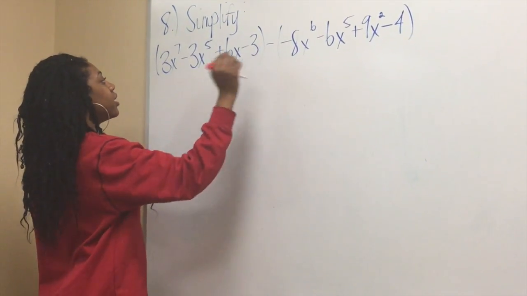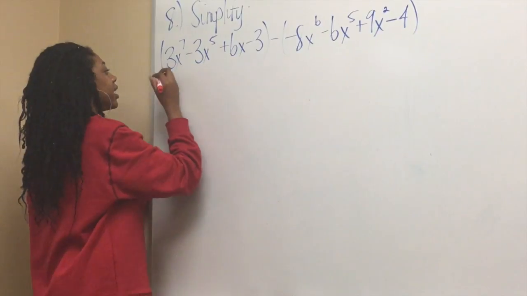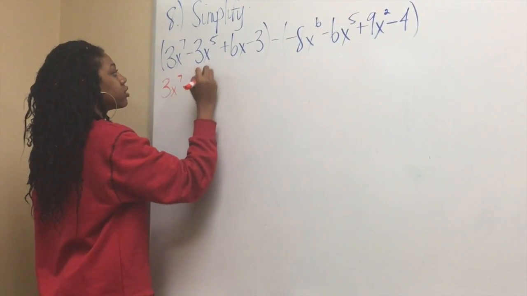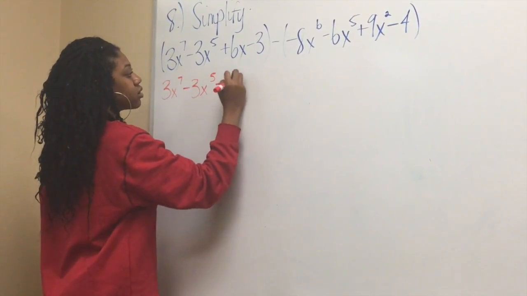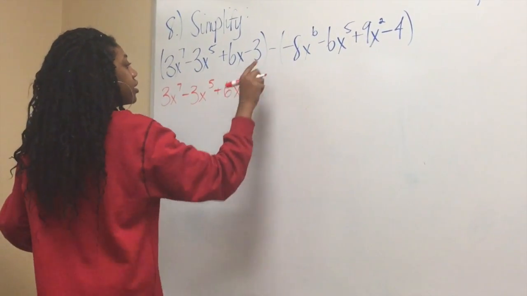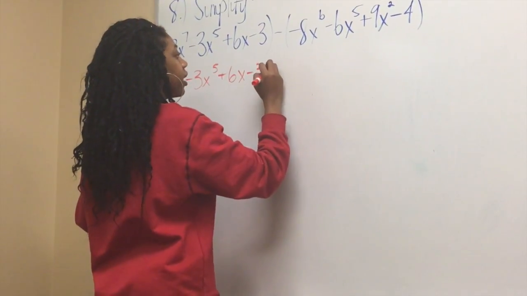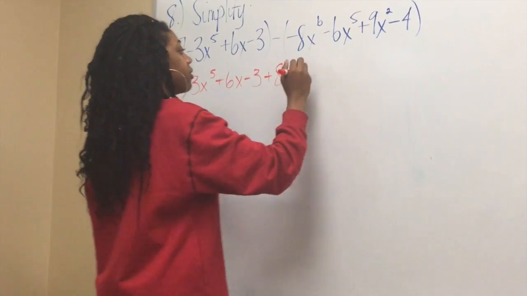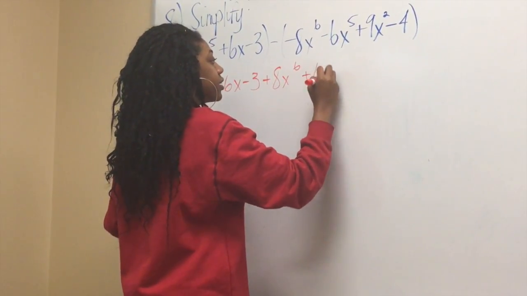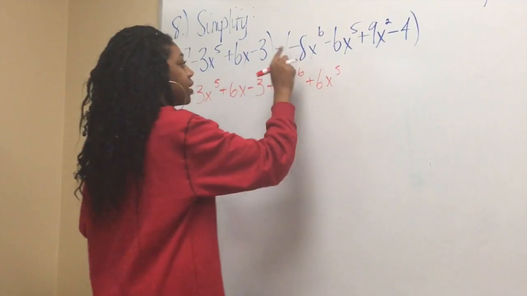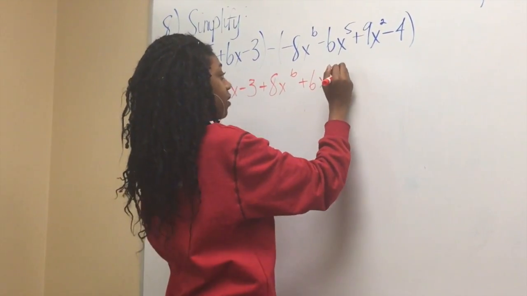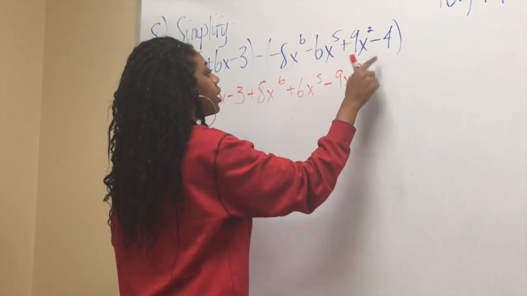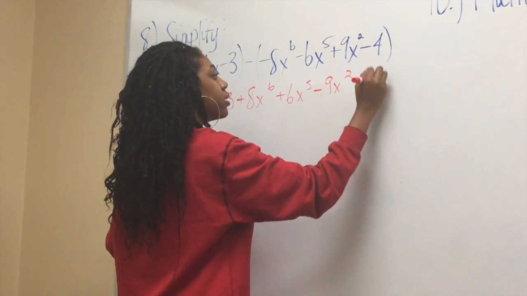Shifting this negative sign here. So I'm just going to write out this side first. Two negatives make a positive, so we're going to have positive 8x to the 6th power. Two negatives make a positive, so we're going to have positive 6x to the 5th power. This negative cancels out this positive, so we're going to have negative 9x squared. Two negatives make a positive, so we're going to have plus 4.